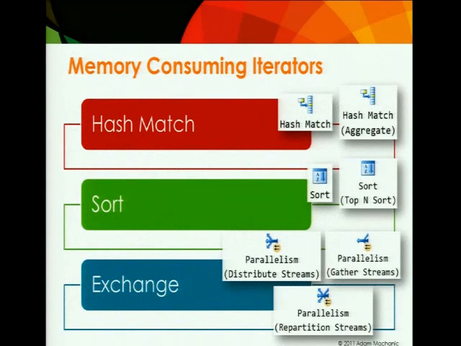So here are the memory-consuming iterators. As you can see, there's only about 7 of them. HashMatch iterators, both flavors, hash and aggregate, sort and top n, and the 3 exchange or parallelism iterators: distribute, gather, and repartition. And that's it. All of the other iterators require just basic infrastructure and state memory. These ones are the ones that do the heavy lifting and can require a lot more memory at runtime.